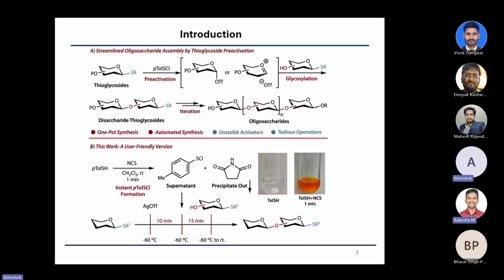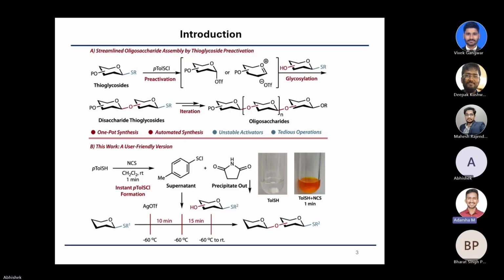And I just made a very basic question. Without NIS, using any silver triflate or TMSOTf, can thio be activated? No, right? I think that silver is helping to remove this chloride, right? That is after adding the supernatant, right?